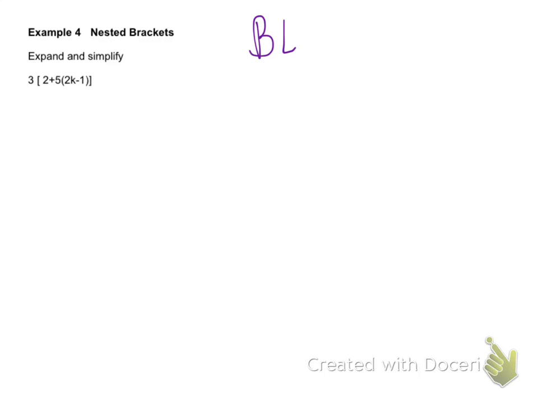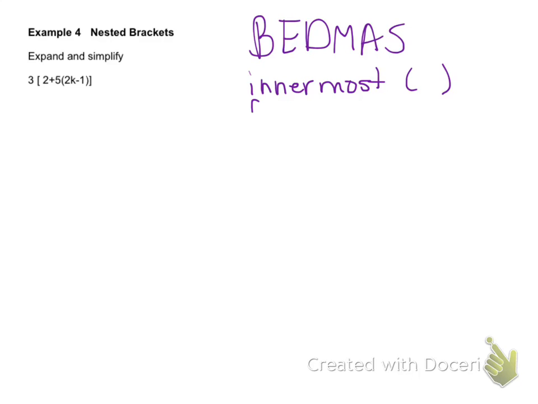Okay. Now we're at the last example. And the last example is with nested brackets. So we have square brackets and round brackets. Well, according to BEDMAS, you have to do brackets first. Well, which brackets do you first? You always do the innermost brackets first. So innermost brackets first. That's very important to know.